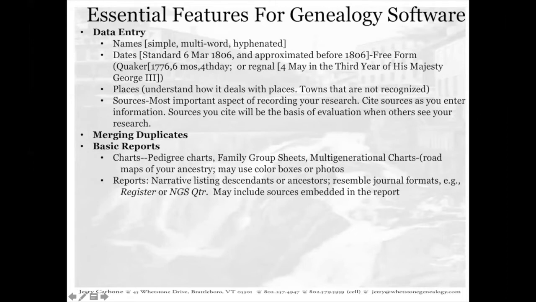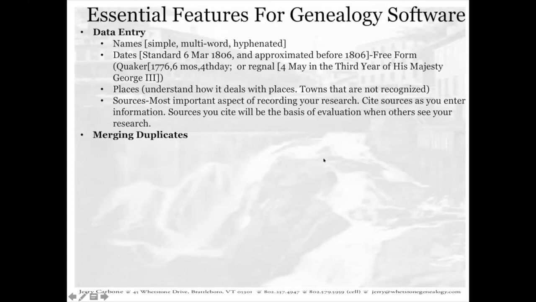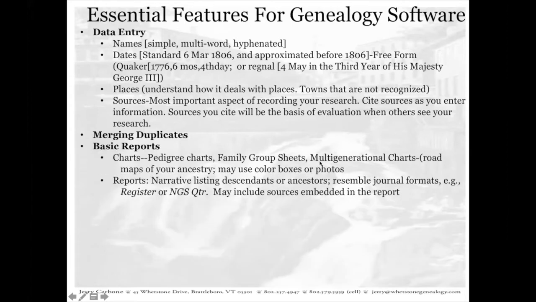And then there are these reports, which are narrative listing reports of descendants or ancestors, and many of them resemble the journal formats. If you're familiar with the New England Historic and Genealogical Society register, that's a particular report format, and it will put it into that, or the NGS, which is the National Genealogical Society Quarterly. And that will also use their reporting format. So those are features you should look for.